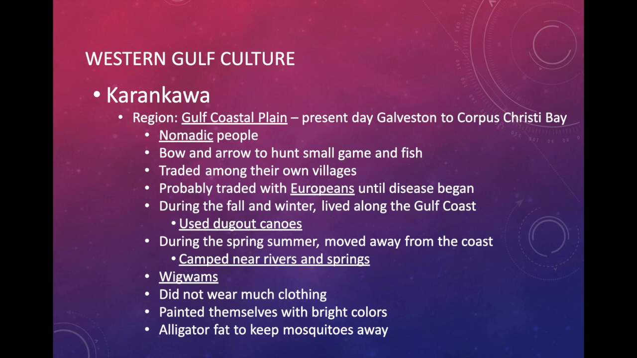They lived in small huts called wigwams, and they usually camped near rivers and springs. They did not wear much clothing because, again, they're on the coast and they live in warmer climates. They painted themselves with very bright colors as part of some of their rituals. They are also going to use alligator fat to keep mosquitoes away from them.